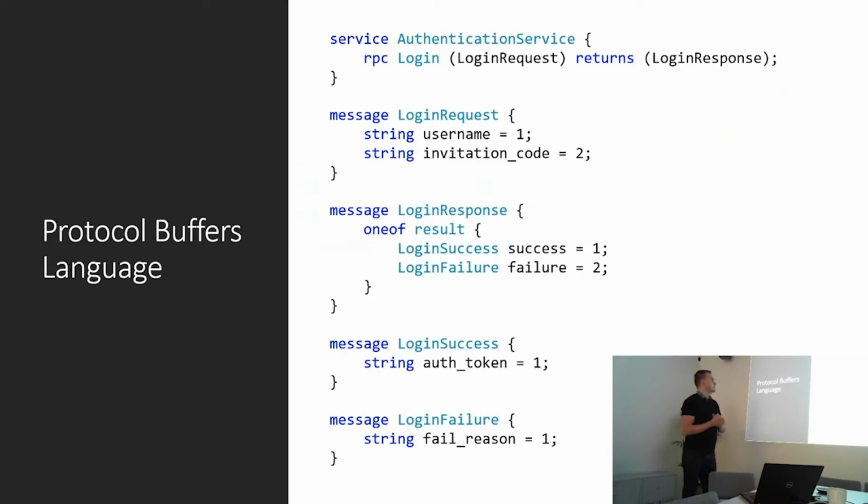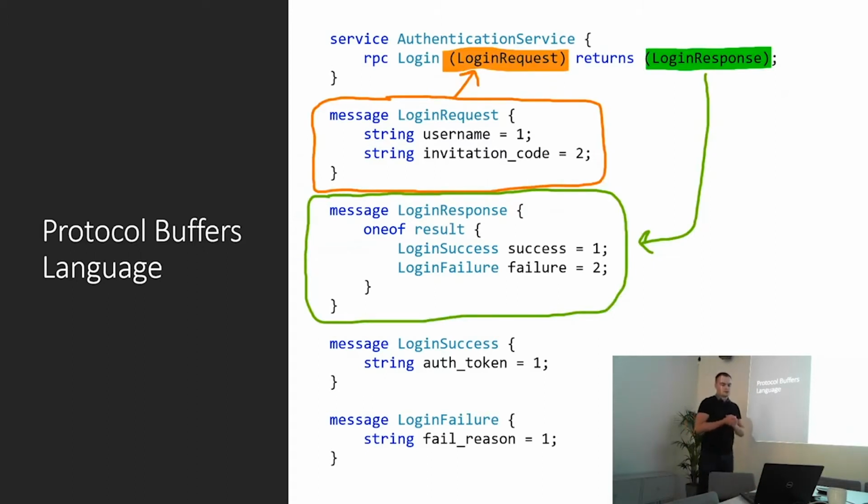This is actually one of the 2 services that you will see in my live demo in a while. It's a chat application where you have a server side, and then you can have multiple clients that send messages to each other. And in this demo, I have 2 gRPC services. One of them, the authentication service, can be accessed anonymously, and its purpose is to log you in. You send in your username and your invitation code, and it returns either success, in which case you get back an authentication token, or a failure, and then you would have a string with a reason for that failure.